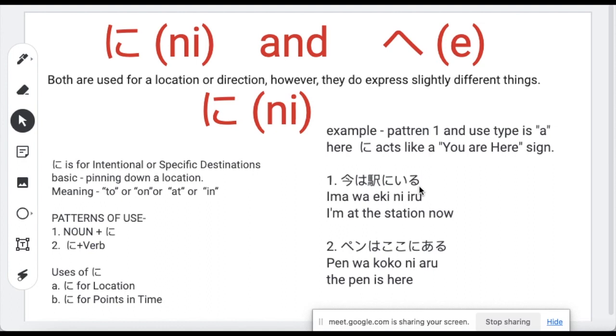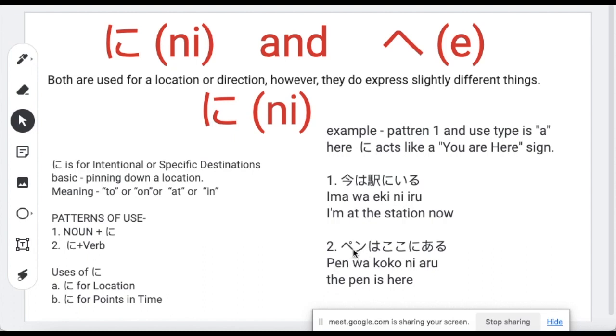मी कुठे आहे? मी स्टेशन मध्ये. You are telling where you are. You are telling the sign where you are. So it defines your location. See the simple pattern. This is a noun. Eki is a noun and ni is the particle. Ima wa eki ni iru.